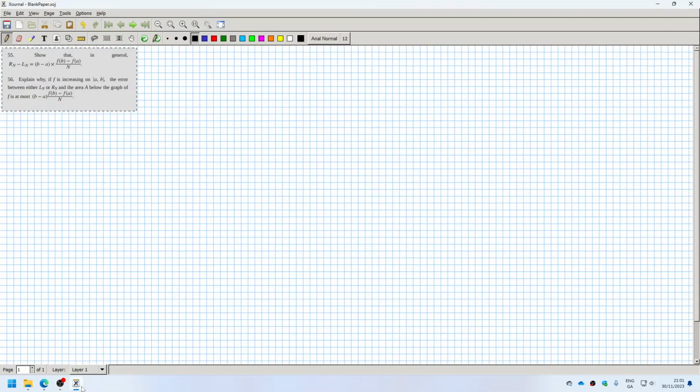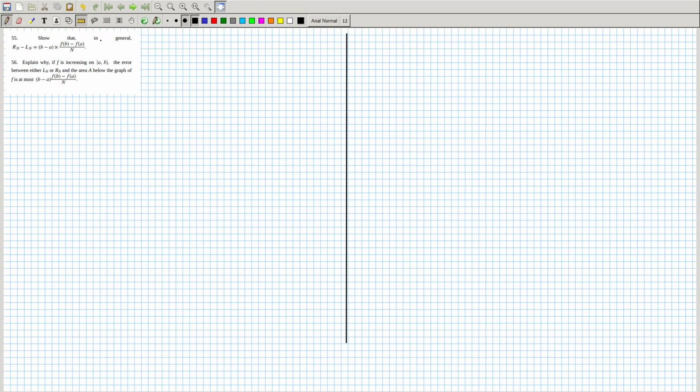Okay, let's have a look here. Show that in general, right minus left equals that.